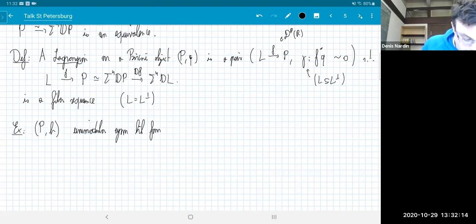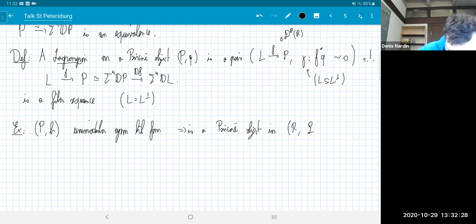And these, remember, P was a projective module and B was a map from P tensor P to R. And this is a Poincaré object for R and kappa, what they call genuine symmetric. It's just unwrapping the definition. Hopefully this is clear, and let's see what a Lagrangian is.